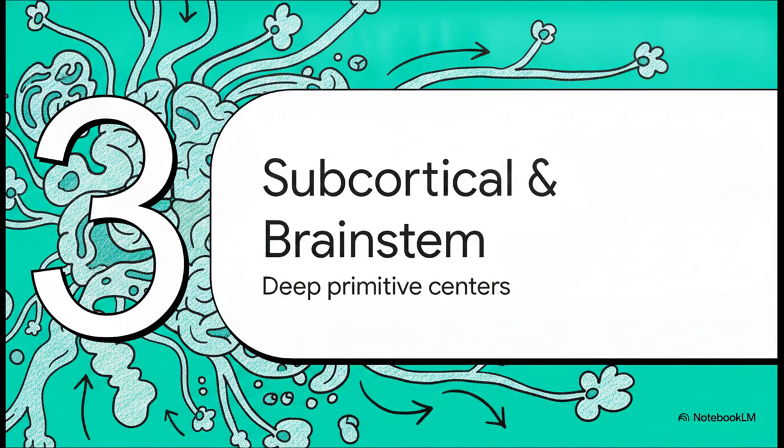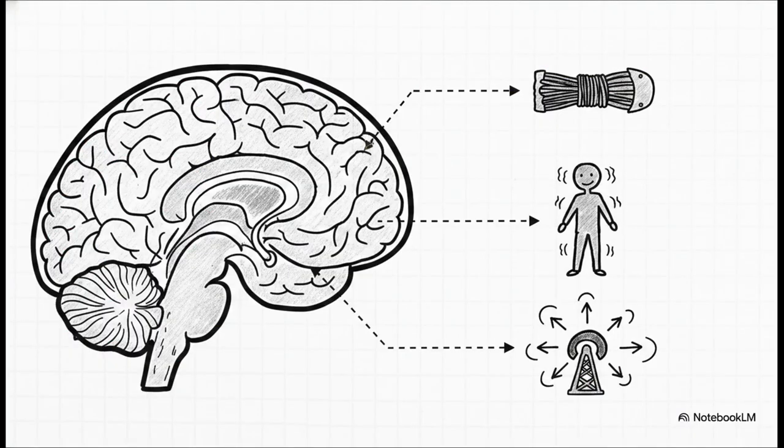Let's go a bit deeper into Section 3, subcortical and brainstem lesions. Now, what's really interesting about this next level is how these deep structures produce incredibly pure deficits. Take the internal capsule, for instance. Because major motor fibers are bundled super tightly together right here, a tiny lesion produces a dense, pure motor hemiplegia on the opposite side of the body.